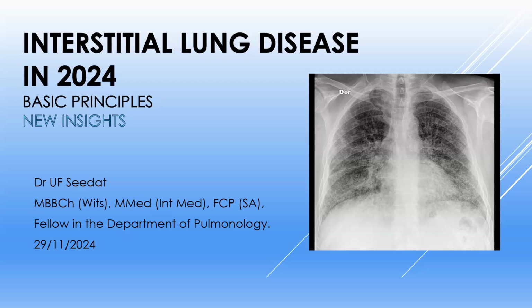Today, I'm basically talking about interstitial lung disease 2024, some basic principles and some new insights. So disclosures, I currently have none. The keywords used in this topic we're going to talk about are ILD, interstitial lung disease, DPLD or diffuse parenchymal lung disease, IPF, idiopathic pulmonary fibrosis, and PPF, progressive pulmonary fibrosis. I'm sure all of you can figure the last one out.